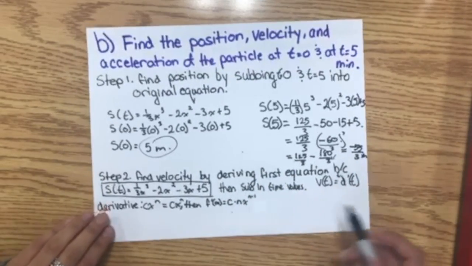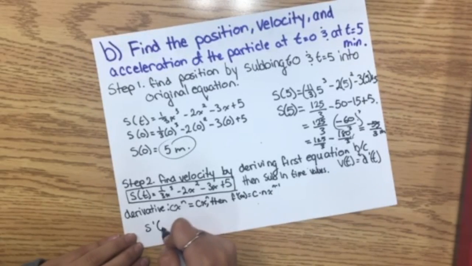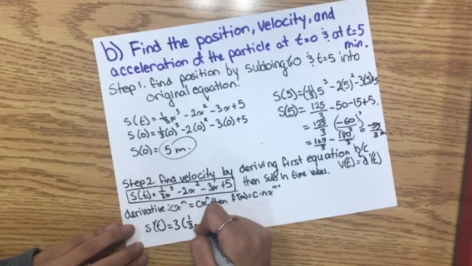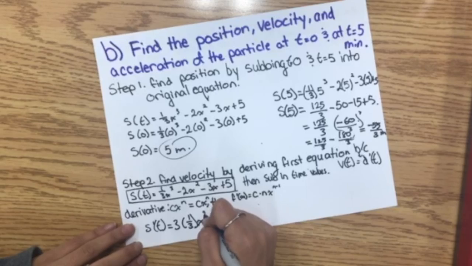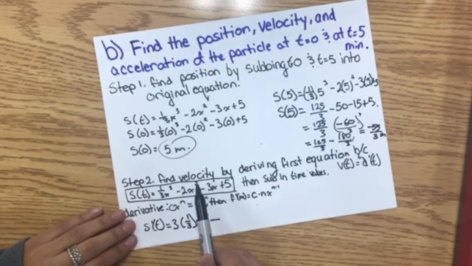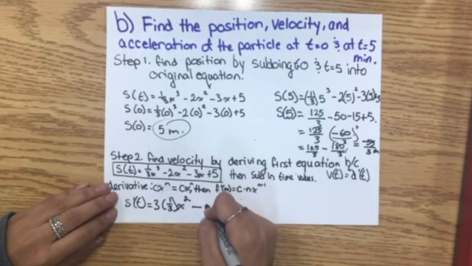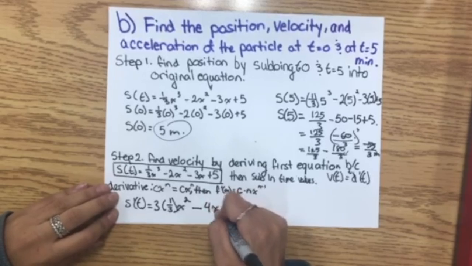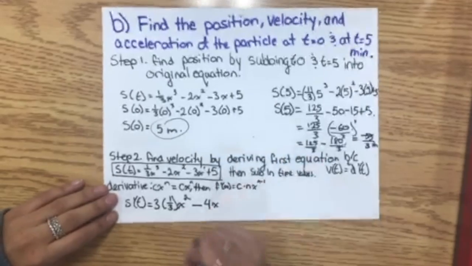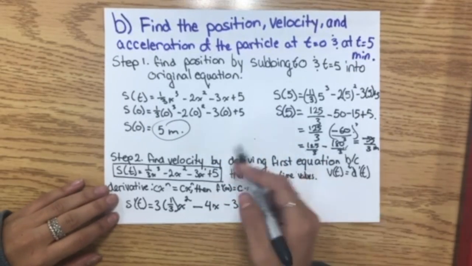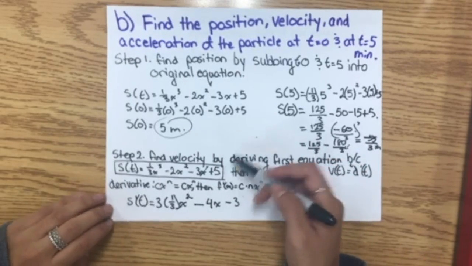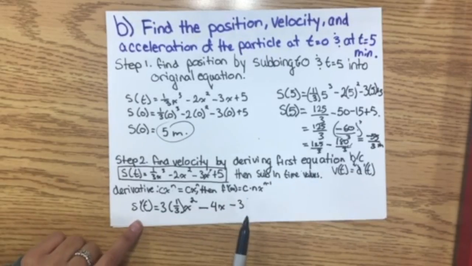So to derive this, we need s prime at t is equal to 3 times 1/3 t. 3 minus 1 is 2, so that's squared. Then we bring this down and make this equal to minus 4t, because 2 minus 1 is 1. Then we know that the next term is actually to the power of 1. So we bring that down, and it's minus 3, and 1 minus 1 is 0, so the variable cancels out. This is the derived equation.